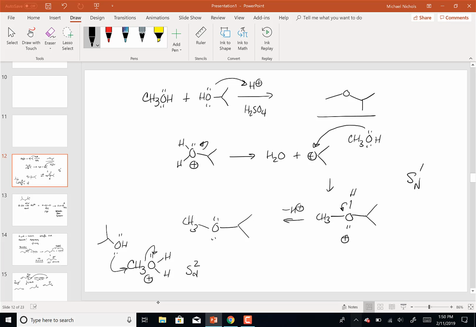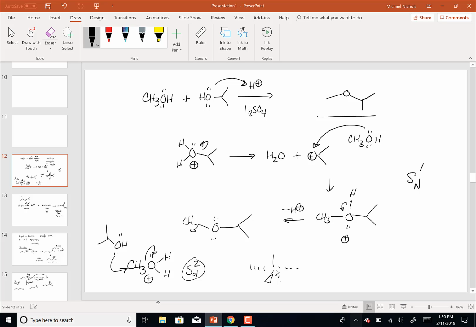So that's the first part of the take-home quiz, to write both of these mechanisms, the SN1 and the SN2, for these two molecules, with all the transition states, etc., including the SN2 transition state, which, remember, has to look like this, trigonal bipyramidal.